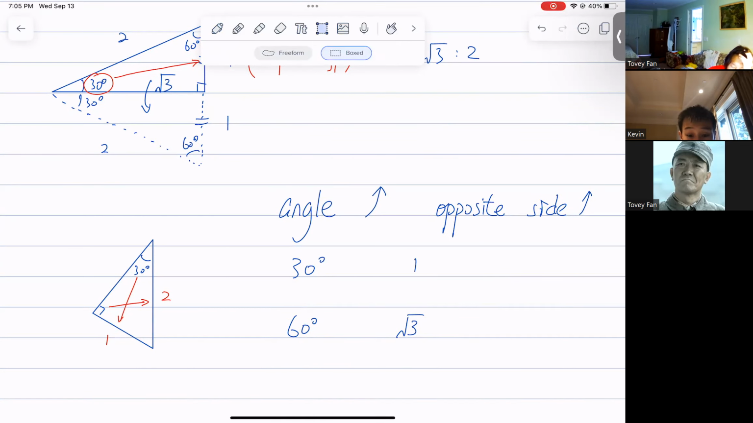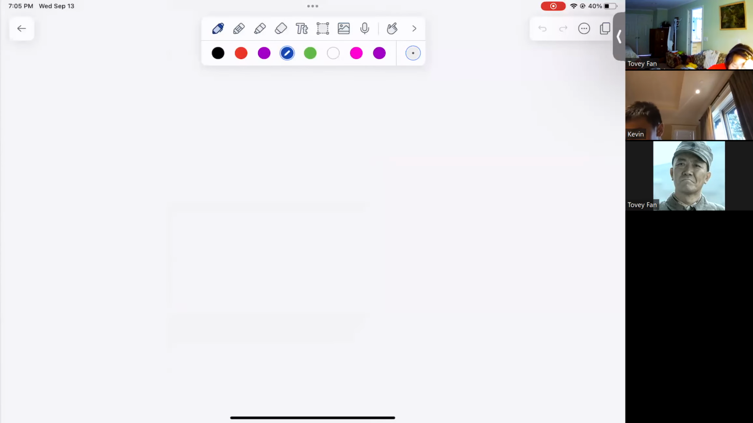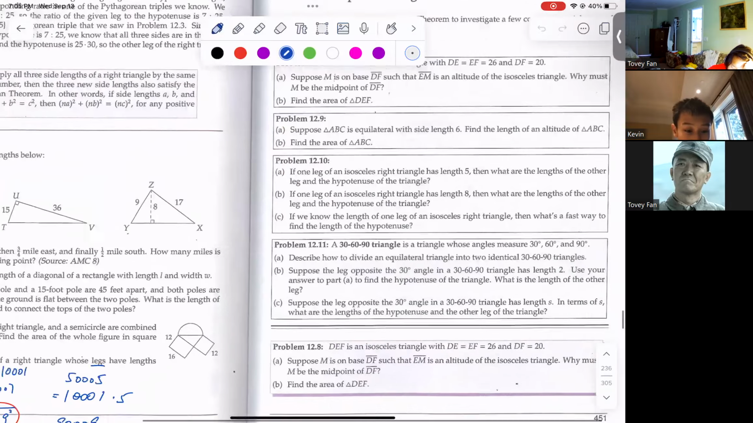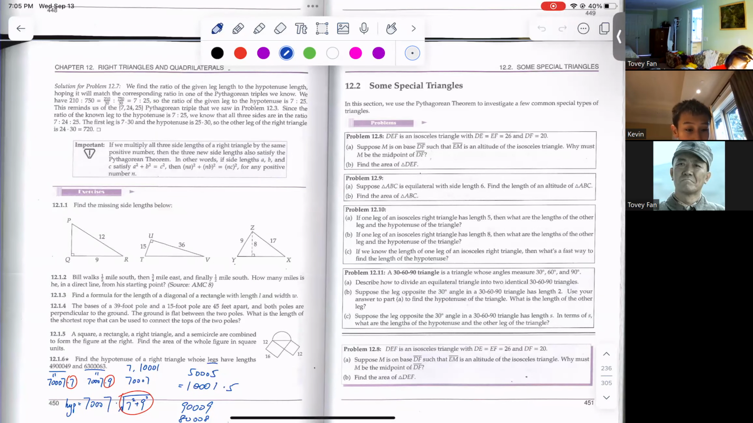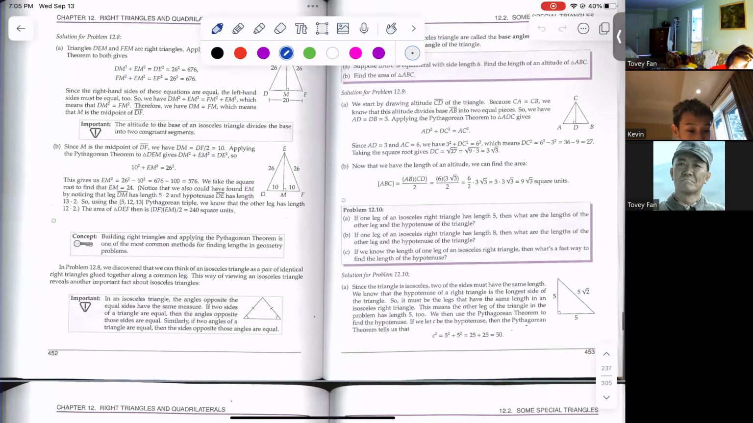I don't care which way, but always remember 1 is the opposite side of the 30-degree angle. When you think about any geometry or, in the future, trigonometry question, always remember 30 degree, 1; 30 degree, 1. Let's try not to make this kind of error in the future. So those are some special triangles, and we can use special triangles to do a lot of questions.